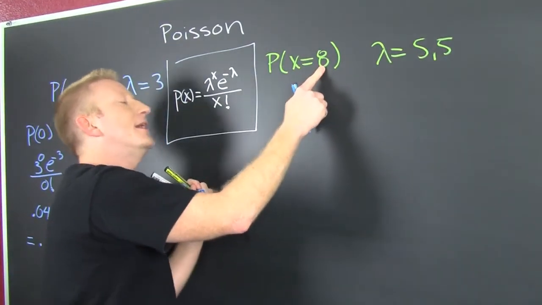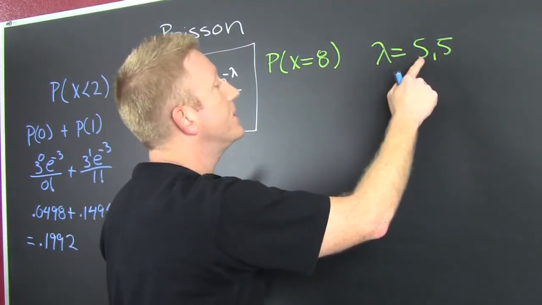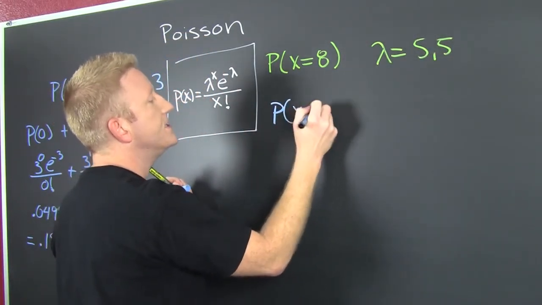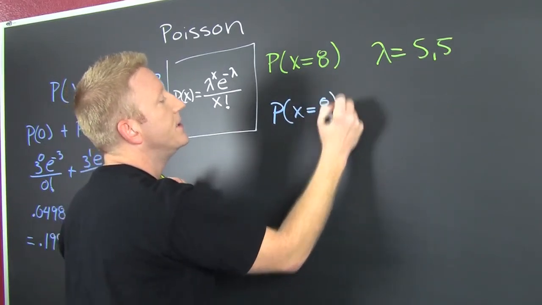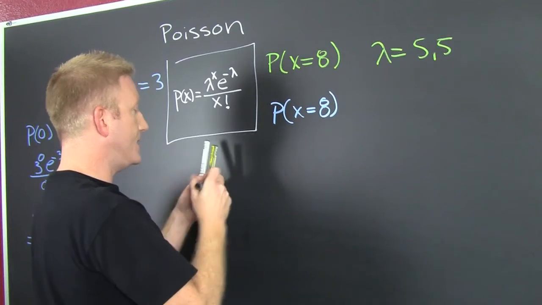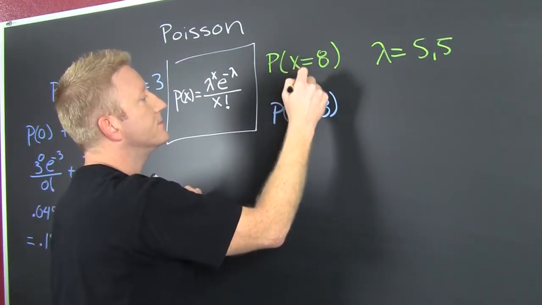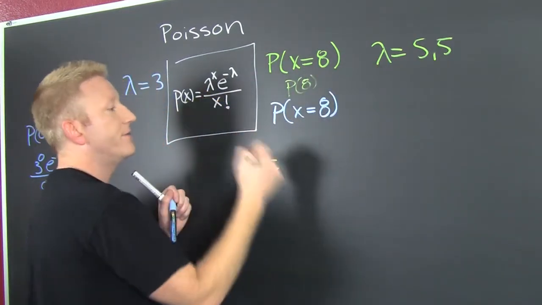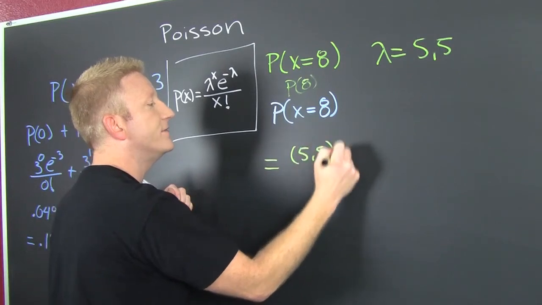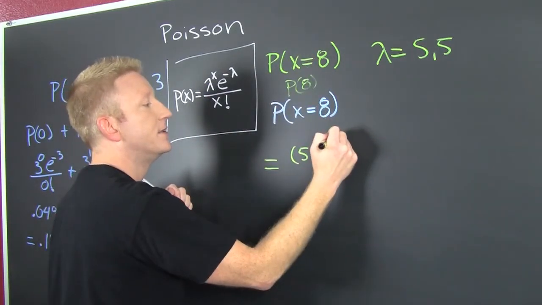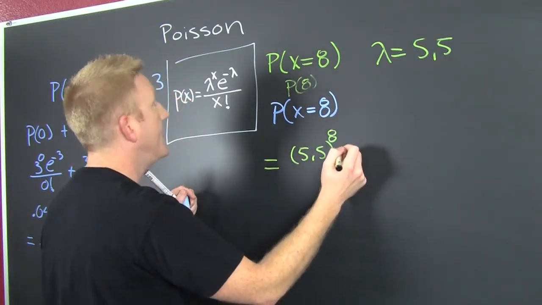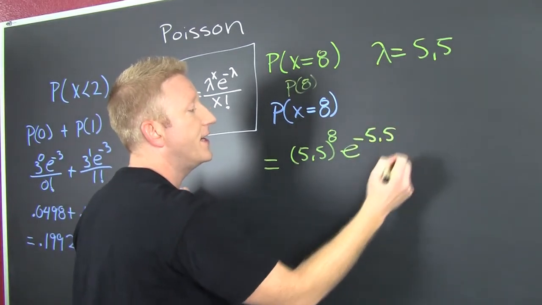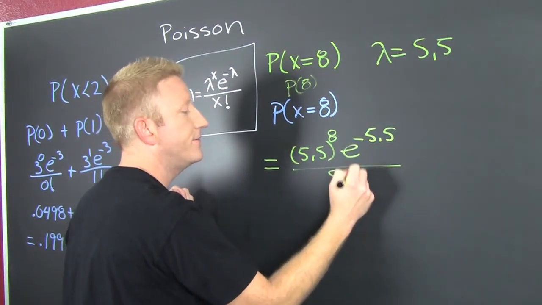When x is 8 example. Here we've changed our lambda to be 5.5. We're going to find the probability that x is equal to 8, which is the same thing as P of 8. So we replace our lambda everywhere we see a lambda. 5.5 to the, my x is 8. And then e to the minus 5.5 divided by 8 factorial.